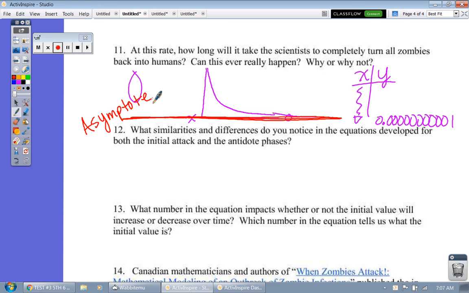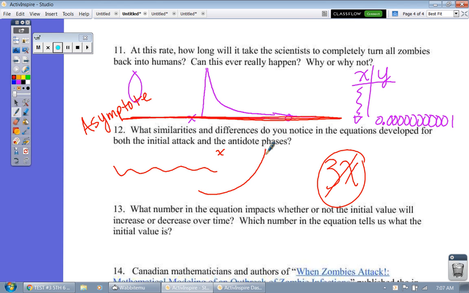And then number 12, what similarities and differences do you notice in the equations developed? Well, you'll notice that in the equations that we developed, the x was in the exponent, right? So you had some information and then the x was up here, where you guys are used to seeing the x like this. Well, not with exponentials. So if you get a graph that's going to go up like this, or one that goes down like this, chances are that x is going to be in the exponent part of the equation.